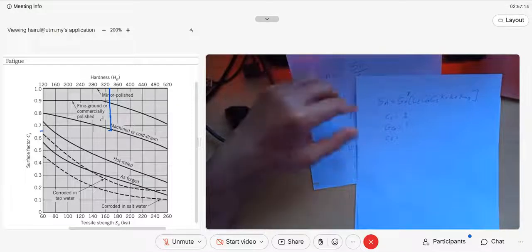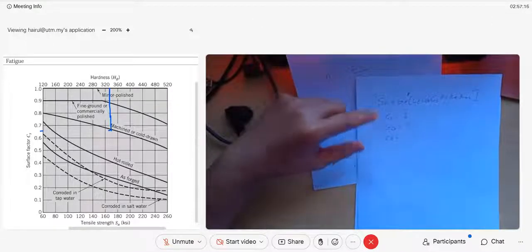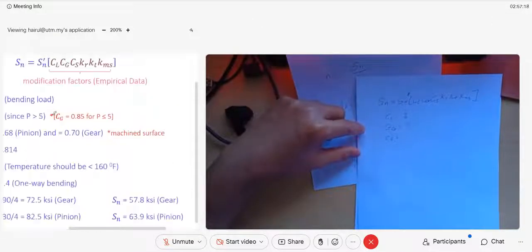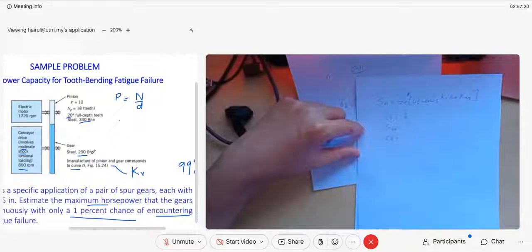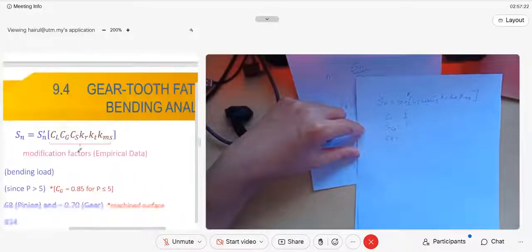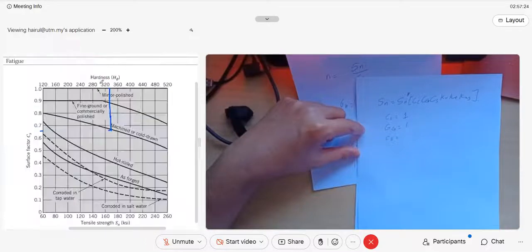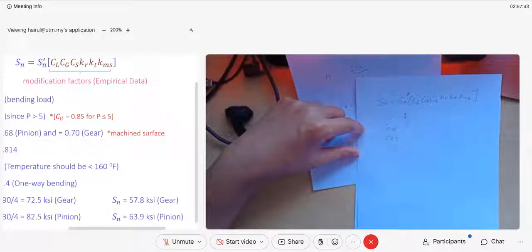So this is 0.68 for the pinion, because the gear has a different material. The gear is 290 BHN, so 290 will be here, between 280 and 300. It is close to 290, bring it up to the machine line. Hobbing is a machine process, so it could be 0.69.